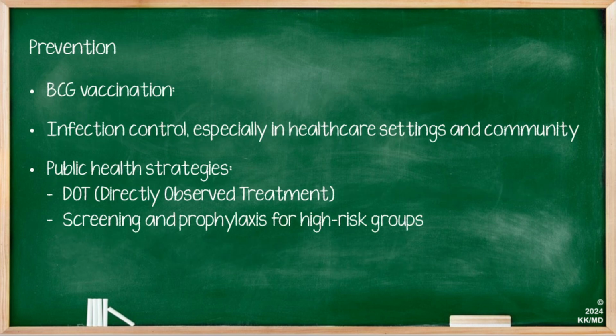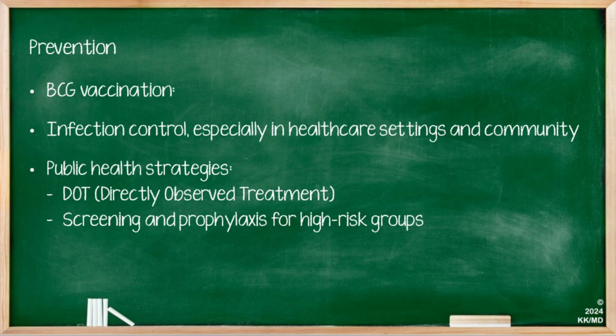Let's talk about prevention. The biggest prevention in the UK is through the BCG vaccination, and also tight infection control, especially in those who are at higher risk, such as those working in healthcare settings and in the community.